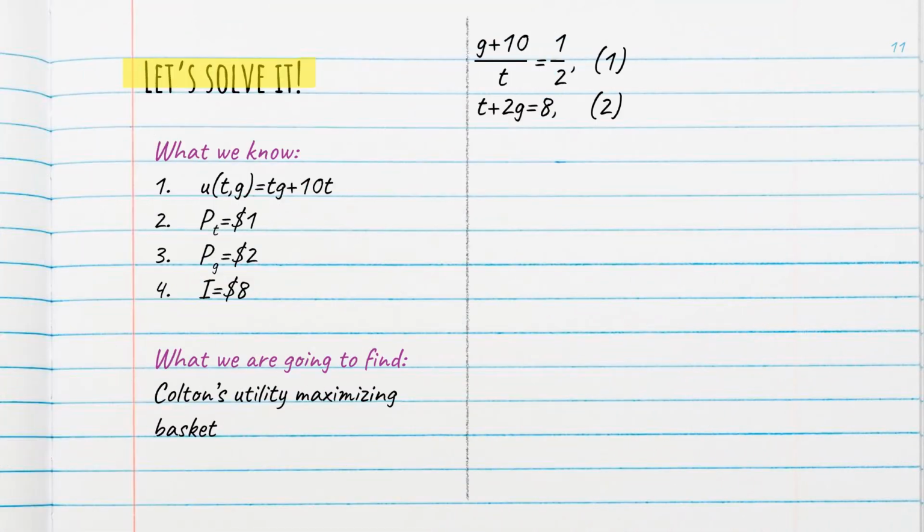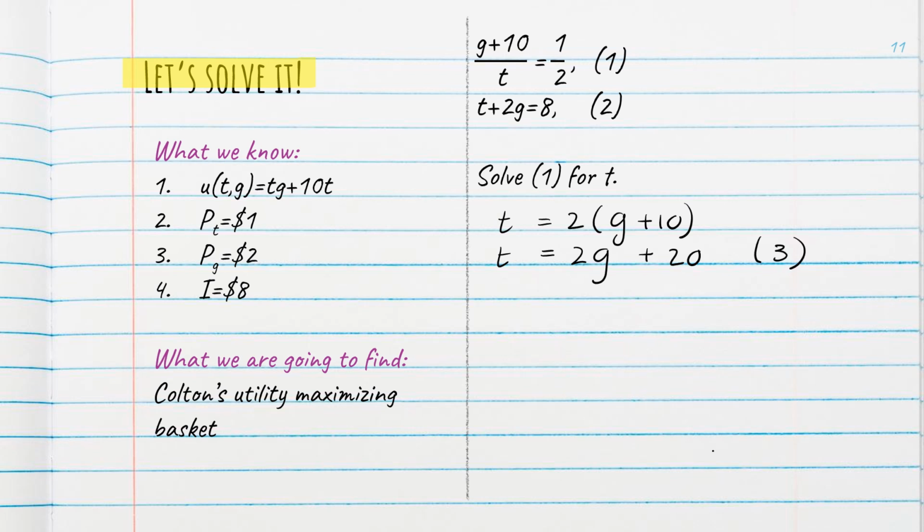From here, I'm going to take equation 1, that tangency condition, and I'm going to solve it for how T depends on G. This is a simple sort of cross multiplication exercise. I have T is equal to 2 times G plus 10, and then simplifying gets me T is equal to 2G plus 20. And I'll call that equation 3.